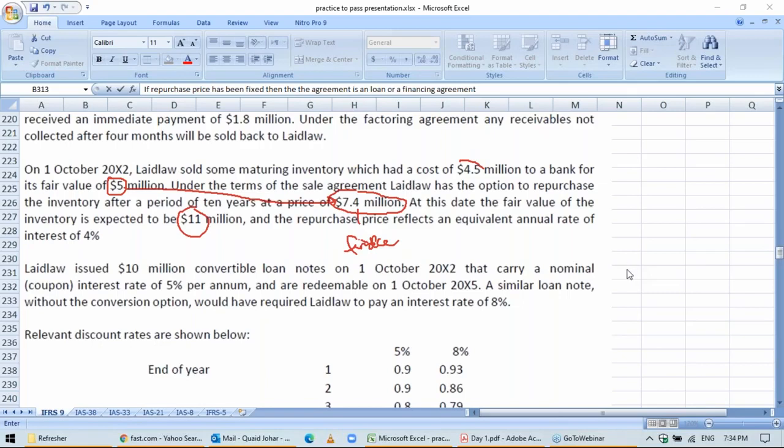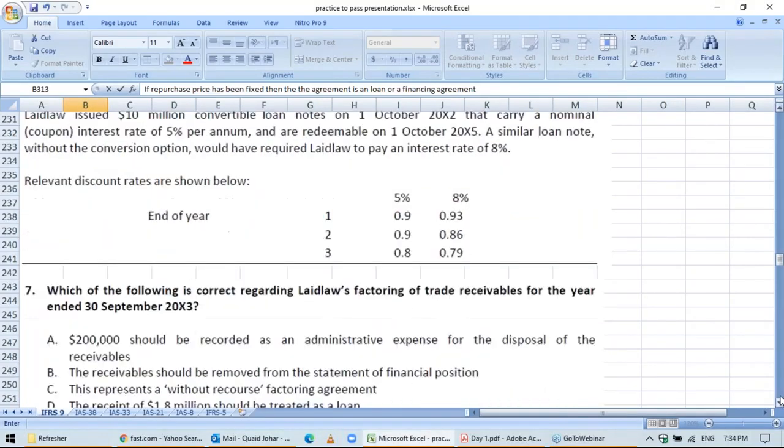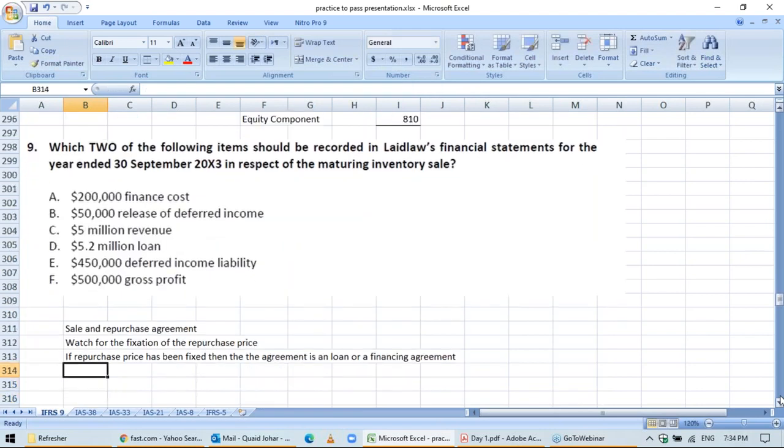And the rule for interest expense is the same: effective rate to be applied to the balance outstanding. The same rule will be applied. So the important thing to remember is you need to see whether the repurchase price has been fixed or not. If the repurchase price has been fixed, then the agreement is a loan or a financing agreement, and the financial charges will have to be recognized.